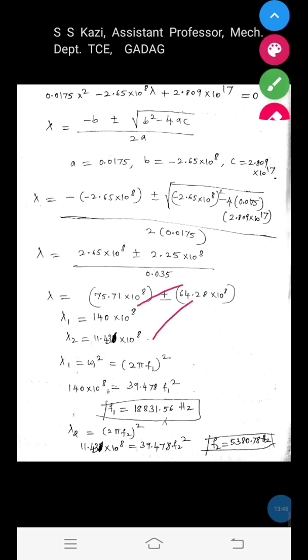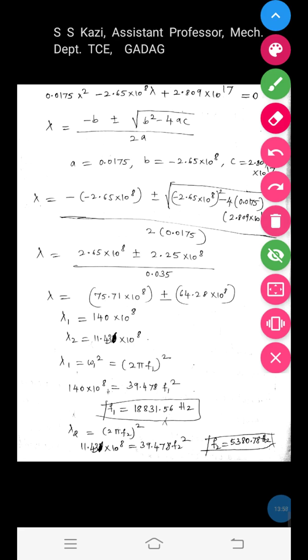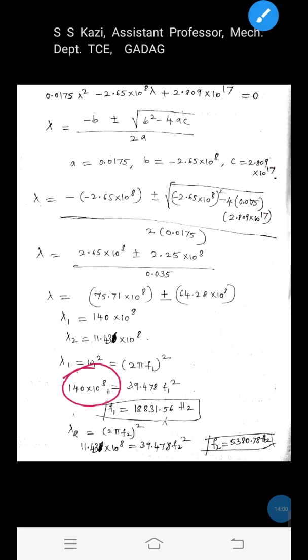After that, natural frequency of the vibration. Lambda 1 is given by omega 1 square, where omega is the natural circular frequency. Circular frequency is given by 2 pi f. 2 pi f1 you substitute whole square, and 140 into 10 raised to 8 is the lambda 1 you substitute. 2 pi whole square is, you will get 39.478 into f1 square. From this you can find f1 value. First natural frequency of vibration is 18,831.56 hertz.